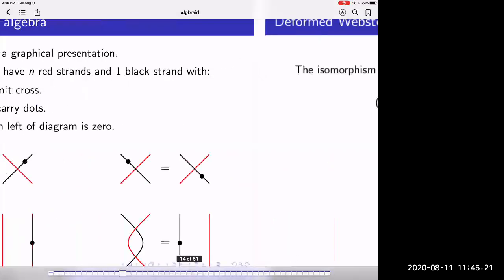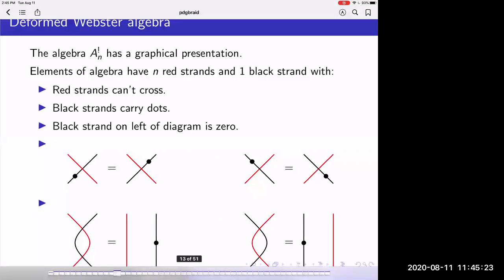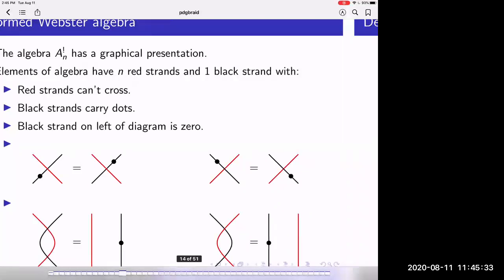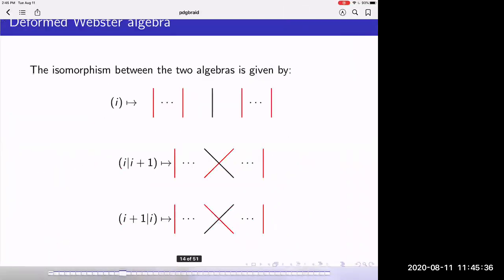And I should say that this is, again, graded. The black-red crossing is degree 1. Black dots have degree 2. And multiplication in this algebra is given by stacking from bottom to top. It's concatenation.